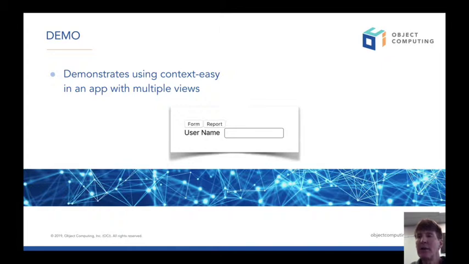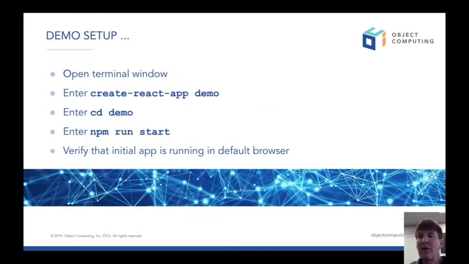The user can click the Form and Report buttons to toggle between these views. Follow these steps to get started. Open a terminal window, enter create-react-app demo, change directory to demo, enter npm run start, and verify that the initial app is running in the default browser.